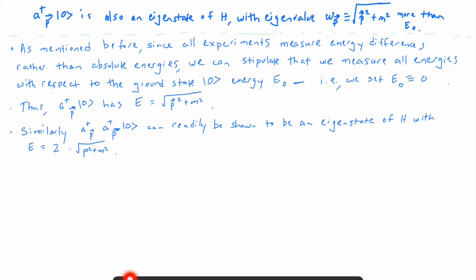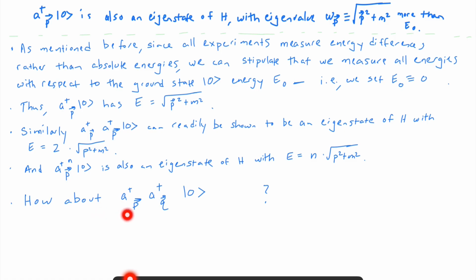Similarly, if we apply a dagger sub p twice to the ground state, you can spend a few minutes on this yourself, and it's probably worth doing. You can readily show that to be an eigenstate of H with 2 times the square root of p squared plus m squared. And if you do the same thing n times, you can show that the whole thing is an eigenstate of H also, with energy equal to n, the total number of times you hit it with this raising operator, which we'll call a creation operator for reasons to be seen very shortly, n times the square root of p squared plus m squared.